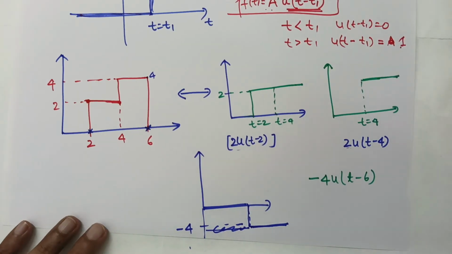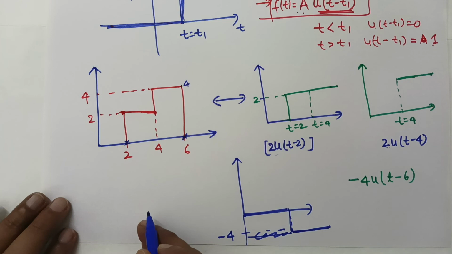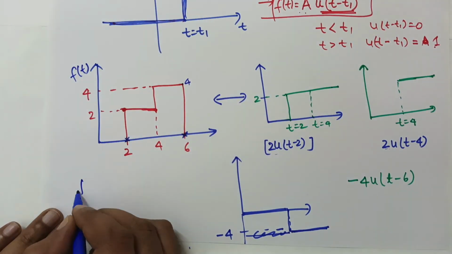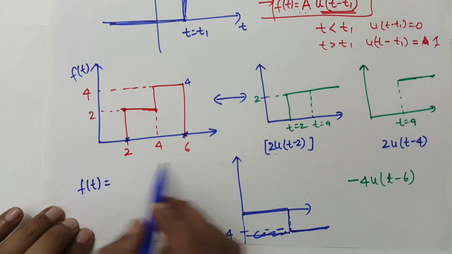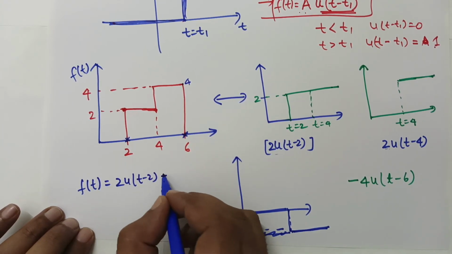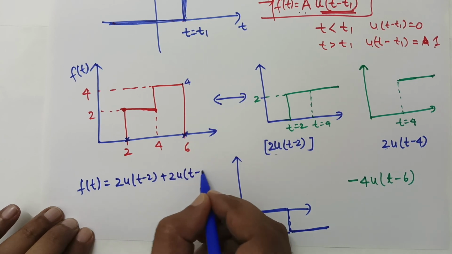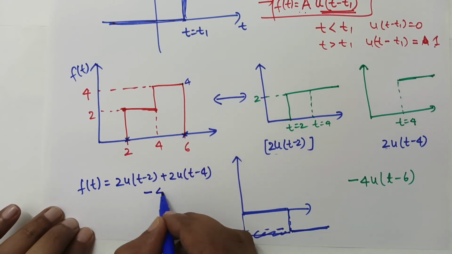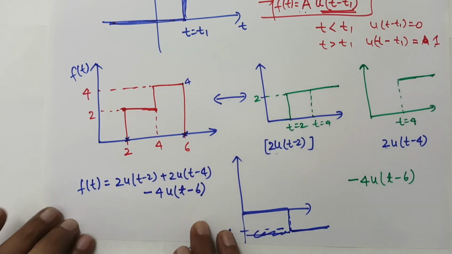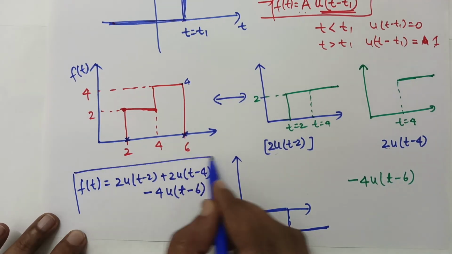So you have three components. If we add them together, we get the entire function f(t) in the form of singularity functions. The first function is 2u(t minus 2) plus 2u(t minus 4), then minus 4u(t minus 6). So this will be our complete function.